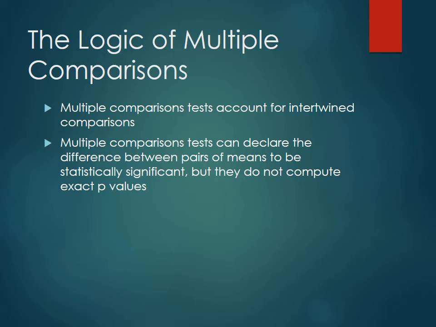So again, when we're doing these multiple comparisons, they're accounting for intertwined comparisons. The multiple comparison tests can declare the difference between pairs of means to be statistically significant, but they do not actually compute an exact p-value. These are really just telling us what value of p we would have to achieve, and then you run the test yourself to determine whether or not you achieve significance.